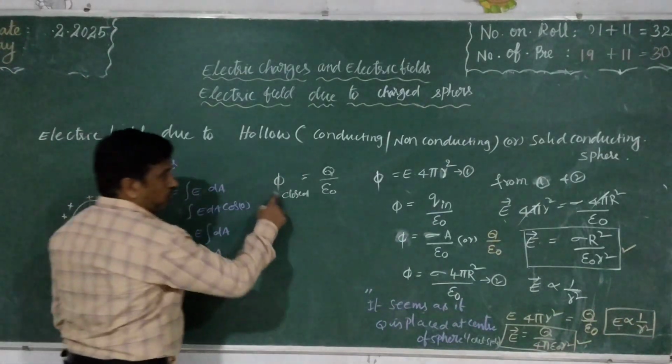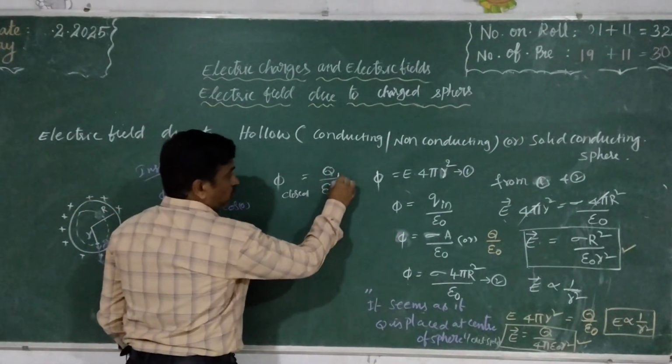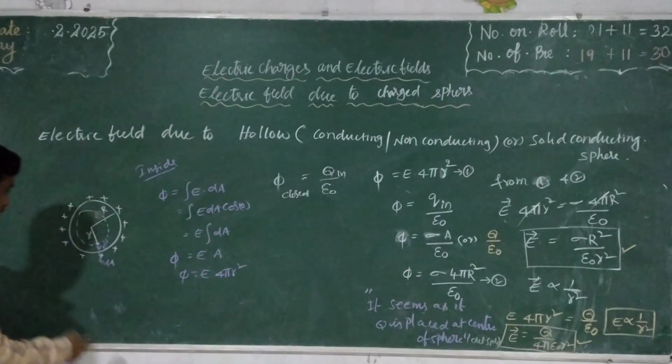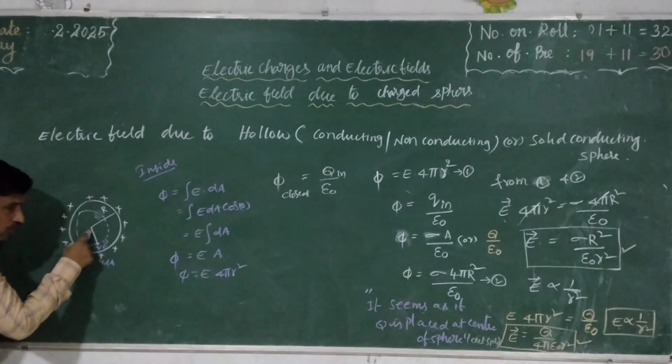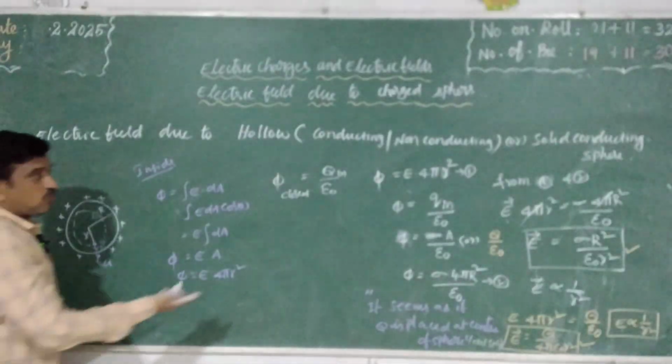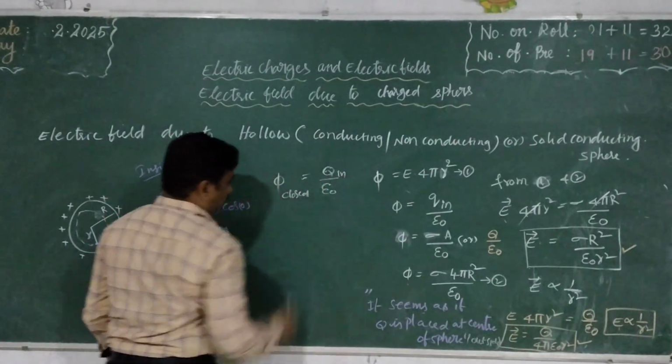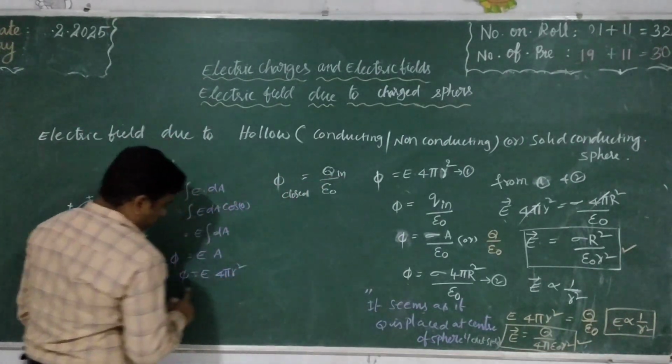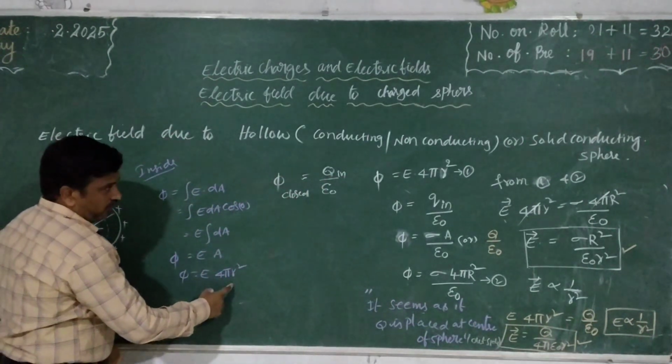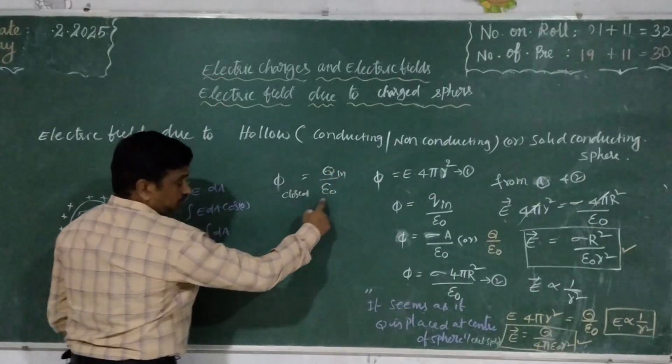So that's why phi closed equals q by epsilon naught, where q means the charge inside. What is the charge inside this Gaussian surface? No charge, so it is 0. Here we can write phi equal to E times 4 pi r squared, and phi equal to q inside by epsilon naught. Both are equated.